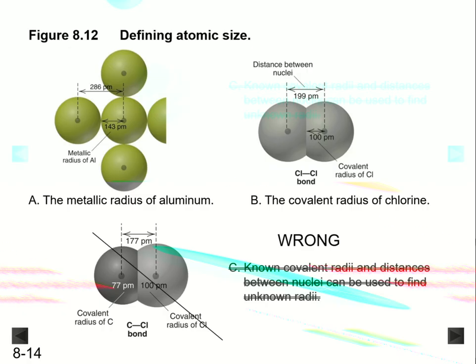Now your book also has something in it, and it says, known covalent radii and distances between nuclei can be used to find unknown ones, or you can add together two covalent radii for two different atoms, and that'll tell you what the bond length is. And that is simply incorrect. It is incorrect most of the time. That's why you should mark this out in your book as incorrect, and we will not use that. We will not do problems on that since it is incorrect.